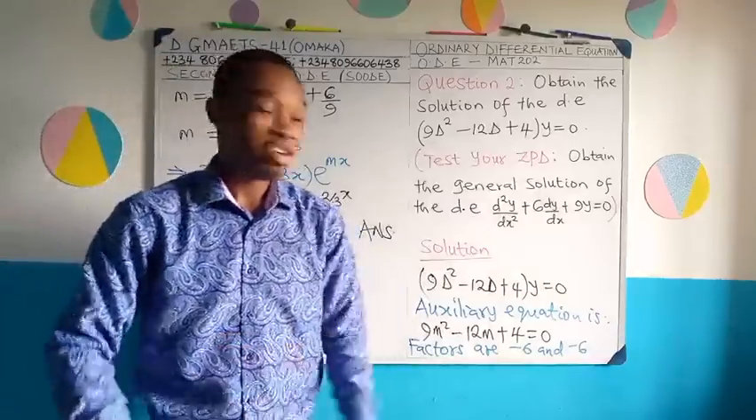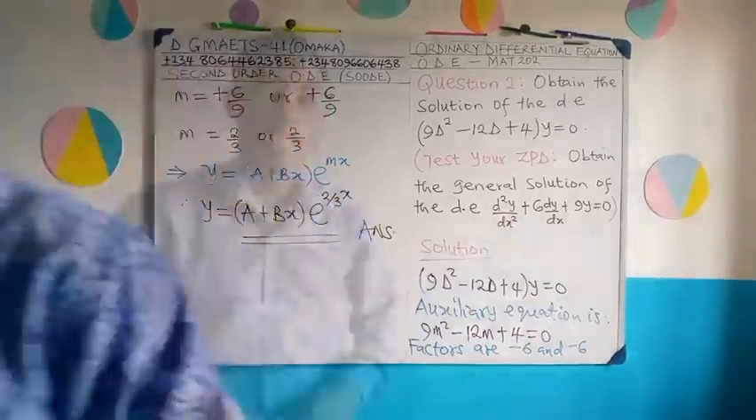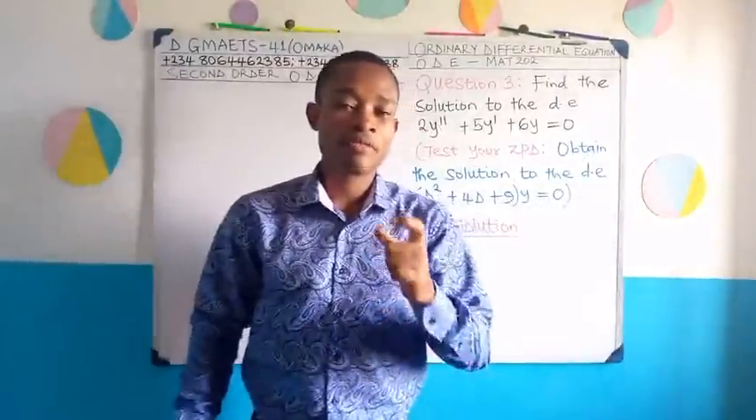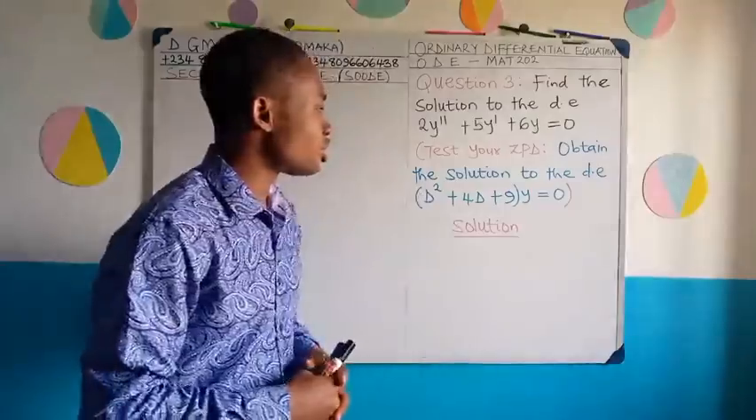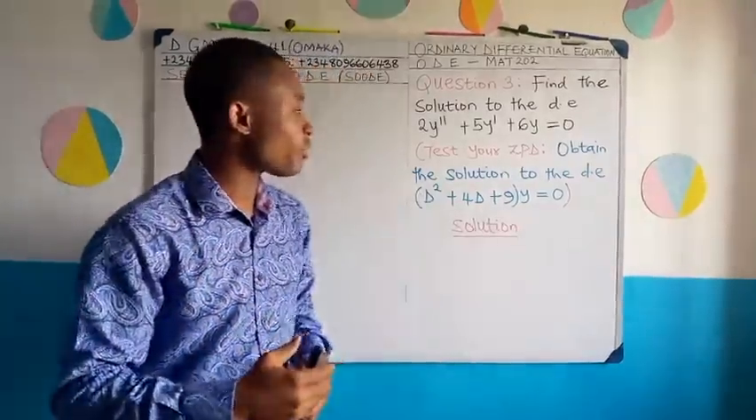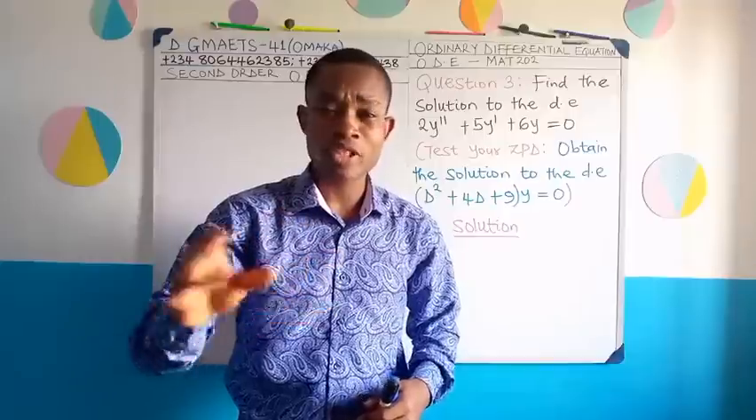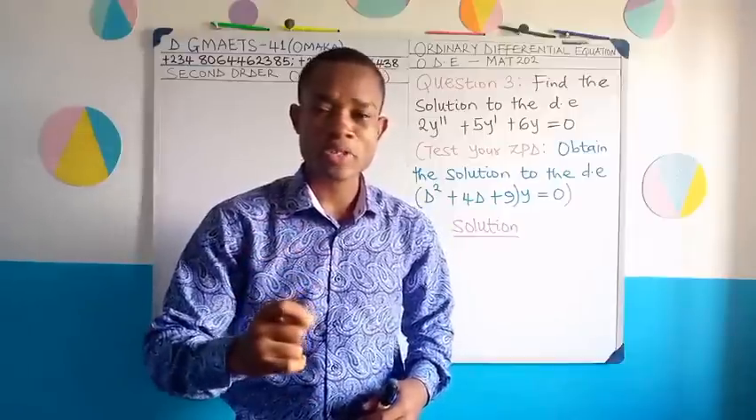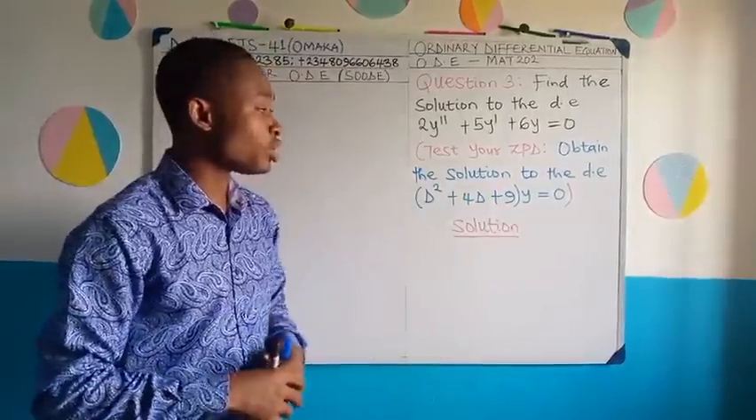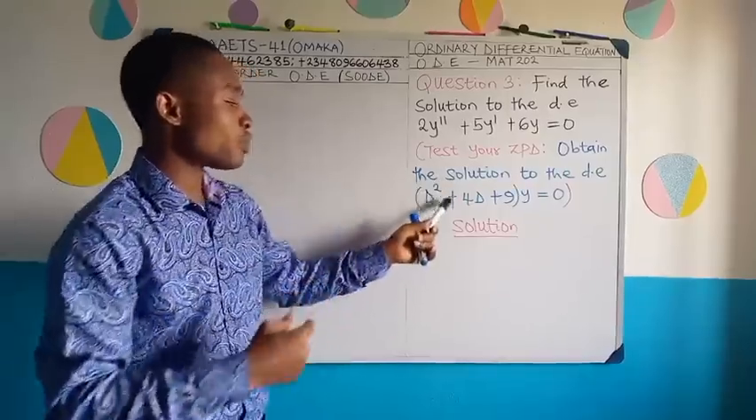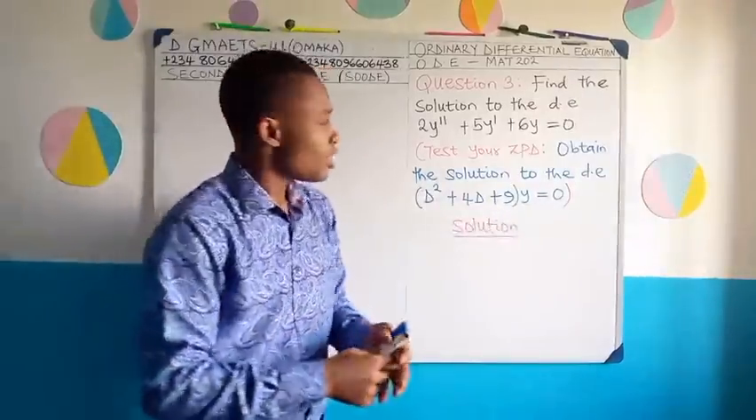Use this principle to obtain the solution of this homogeneous O.D.E. In this video, we have this next question, alright? We are to find the solution to the D.E. 2y prime prime plus 5y prime plus 6y equal to 0. By the time we would have finished solving this problem, please apply similar principle and test your zone of proximal development. Obtain the solution to the D.E. (D squared plus 4D plus 9) times y equal to 0.